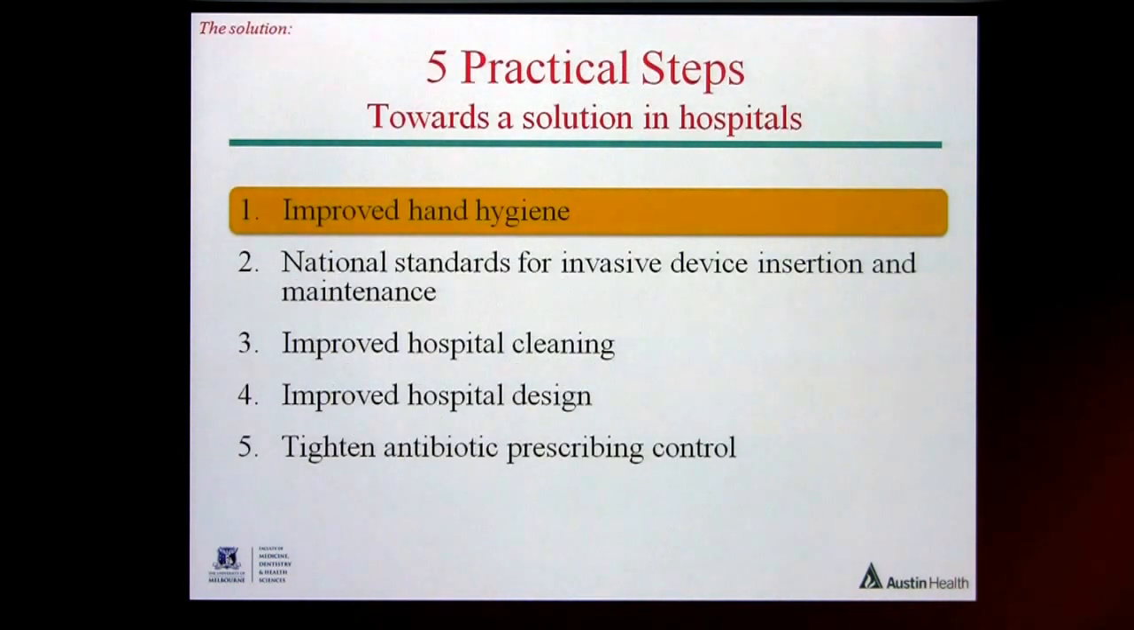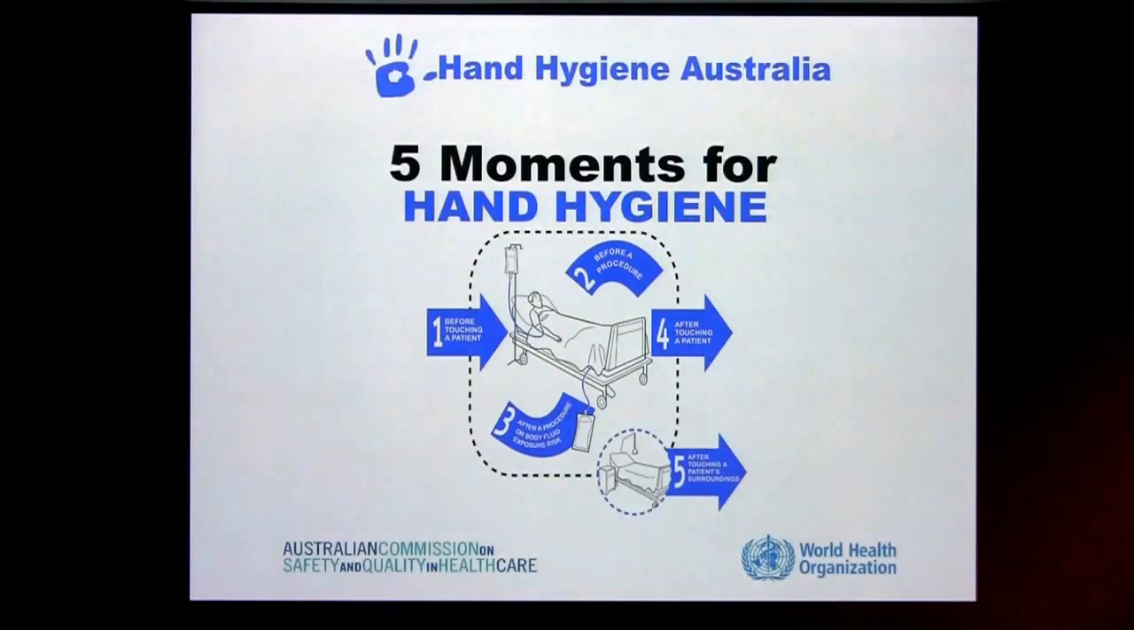So just to take the first example of my 5 potential solutions, and we're not going to go through all of them today, but if you look at Staph aureus, this is why improved hand hygiene, particularly using alcohol-based hand rubs, has made such a massive difference to the issues of methicillin-resistant Staph aureus. We've been involved in the WHO program with the so-called 5 moments of hand hygiene.